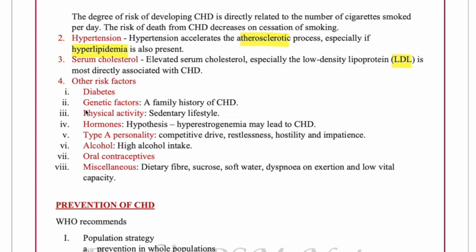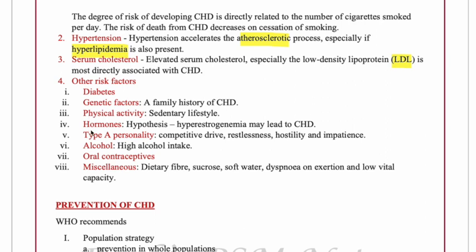Third point is physical activity. We all know sedentary lifestyle is associated with the development of CHD, and there is an evidence that regular physical exercise increases the HDL level, the good cholesterol, and it also decreases the body weight and blood pressure, which are considered to be beneficial for cardiovascular health.